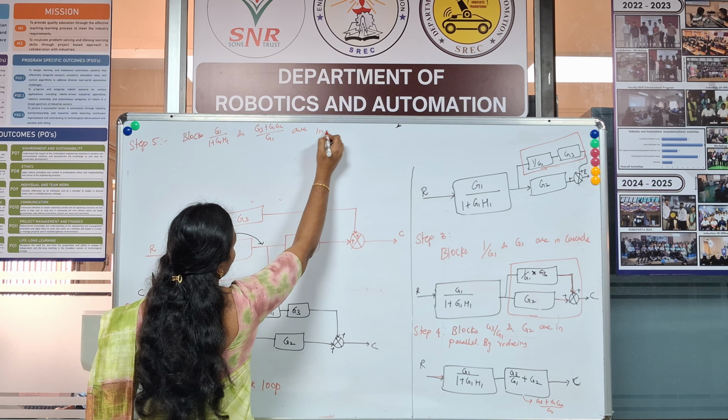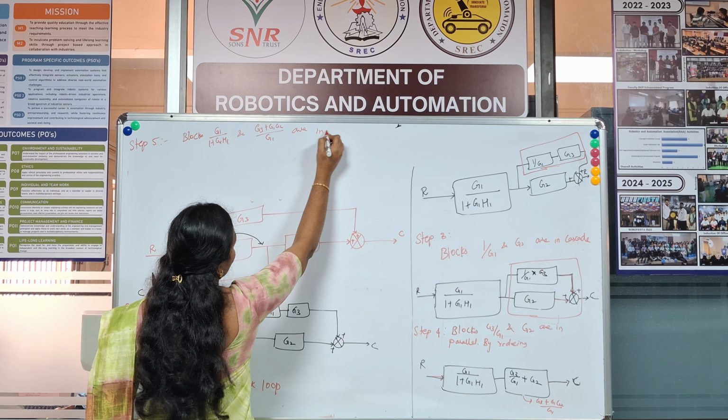Now you can cancel this: G1 cancels with G1, so your output will be G3 plus G1 G2 divided by 1 plus G1 H1. So this will be your transfer function.